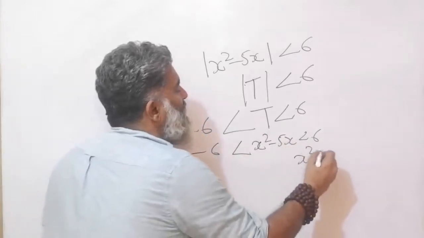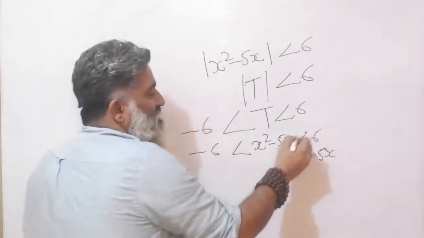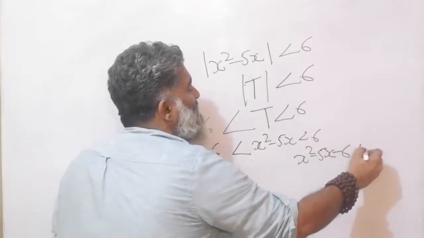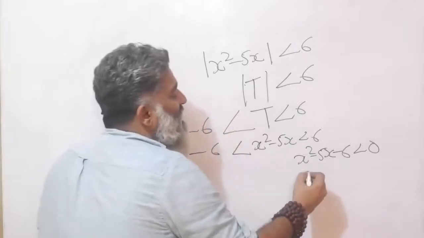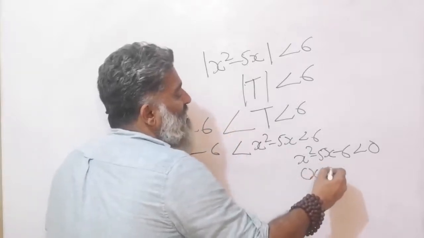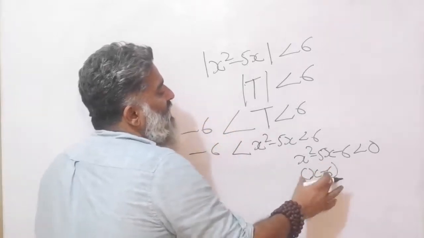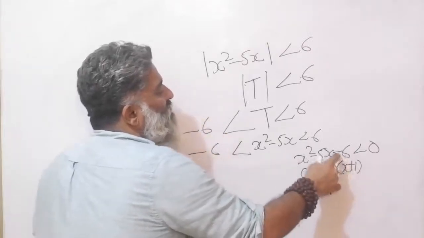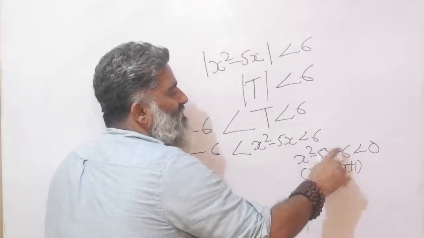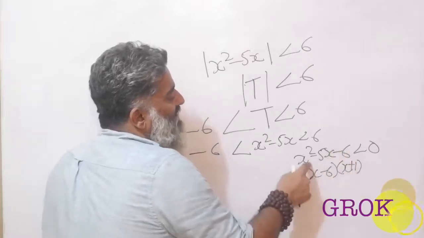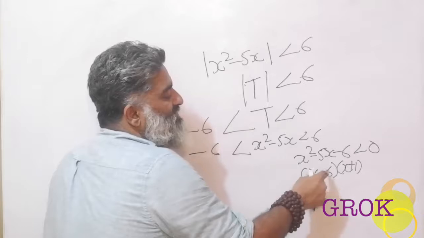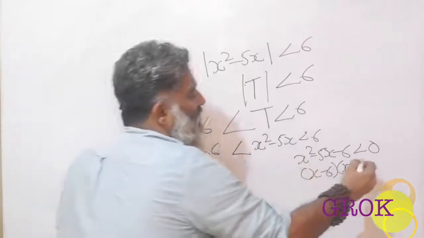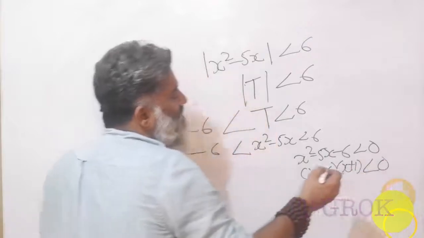x square minus 5x is less than 6. I'm moving the 6 to one side, so I'll get x square minus 5x minus 6 less than 0. Factorize this, hit pause and do it by yourself. Don't directly look at the answer. x minus 6 into x plus 1. Because I know 6 into 1 is 6, I want a minus 6, so one of them has to be negative. And overall there is a minus 5, that means the negative number is the bigger number. All of this is very basic stuff, or hopefully for everyone, right?